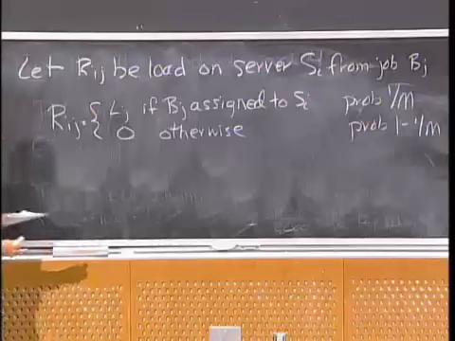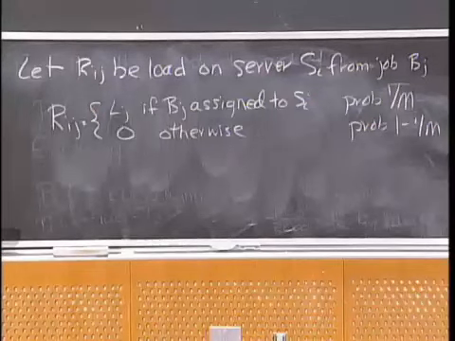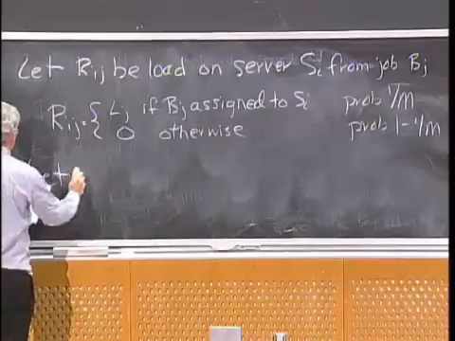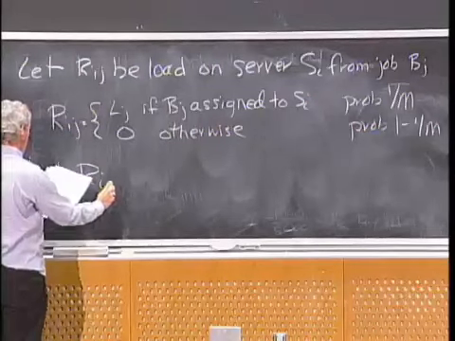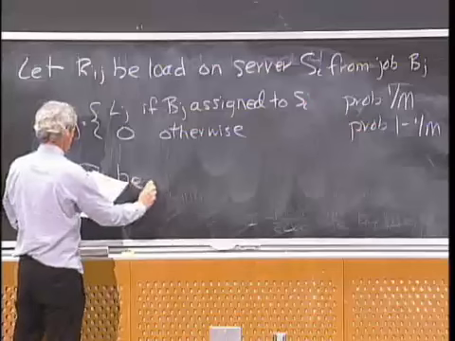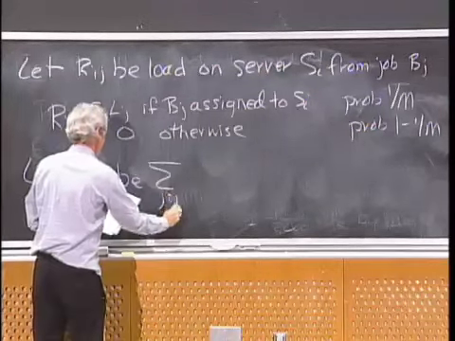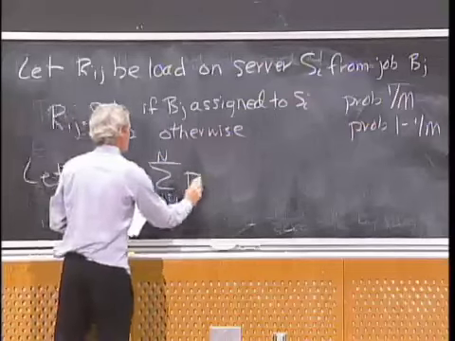Now let's look at how much load gets assigned by this random algorithm to server i. So we'll let Ri be the sum of all the load assigned to server i.